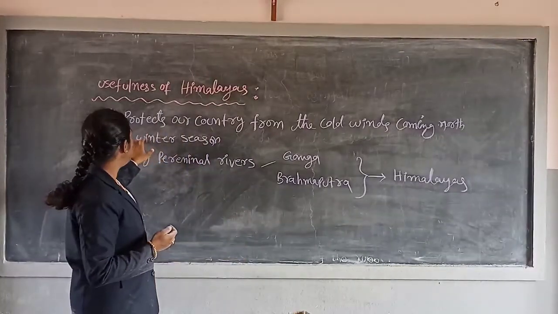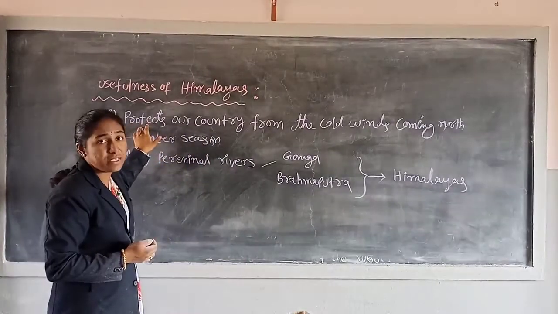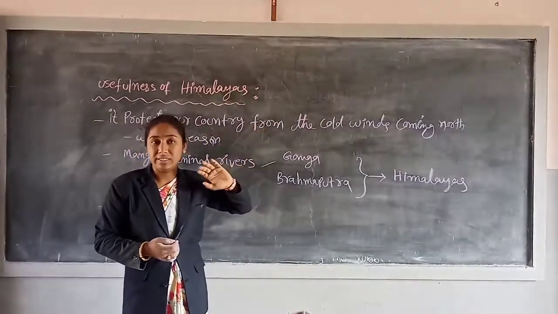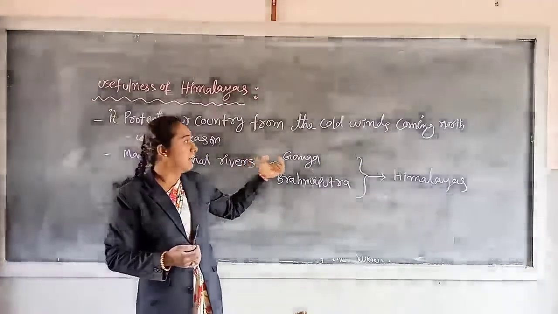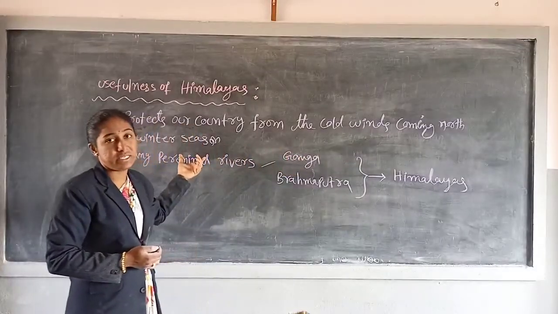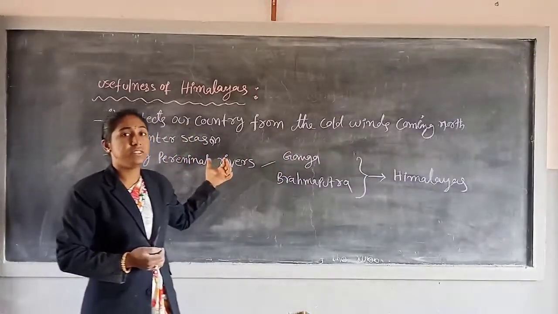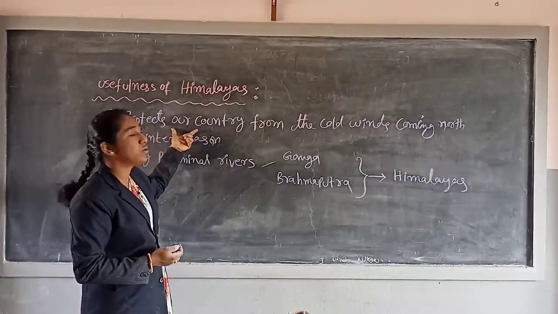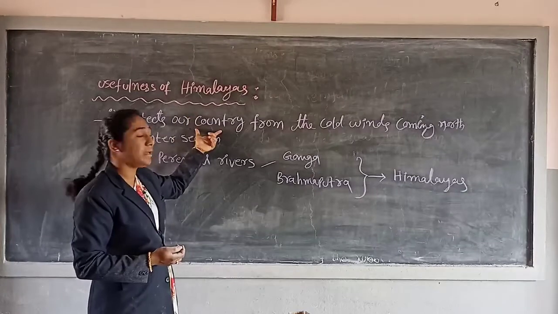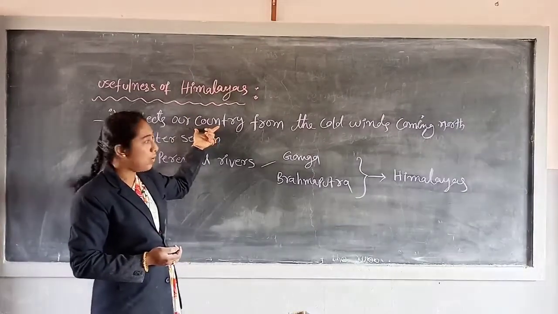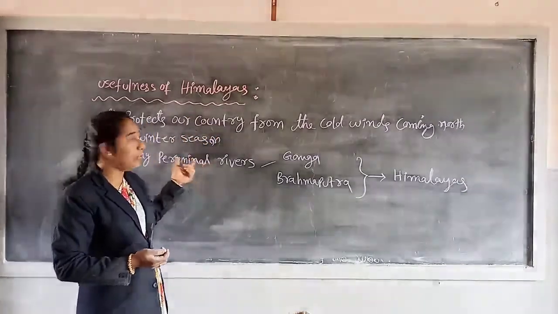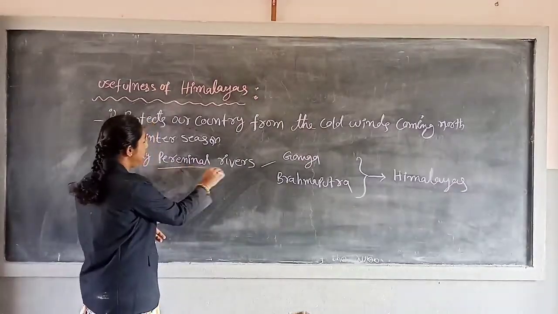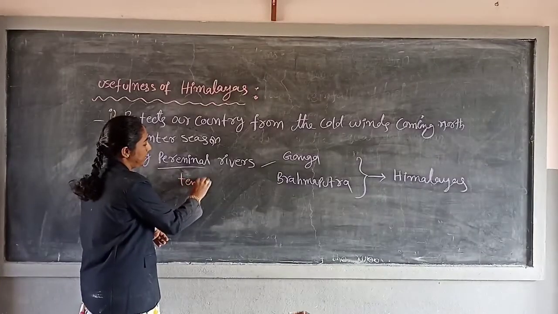So first one is it protects. Himalayas protects our country from the cold winds which are coming from the north in the winter season. In the winter season, cold winds are coming. So these cold winds Himalayas are protecting. Okay, this is one helpful. And next one is many perennial rivers. Perennial rivers means temporary.